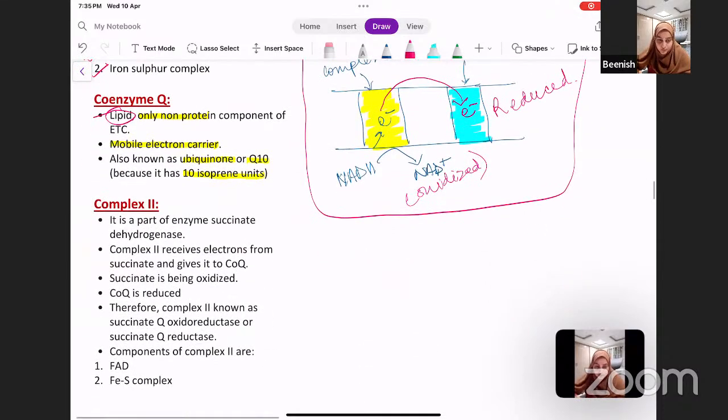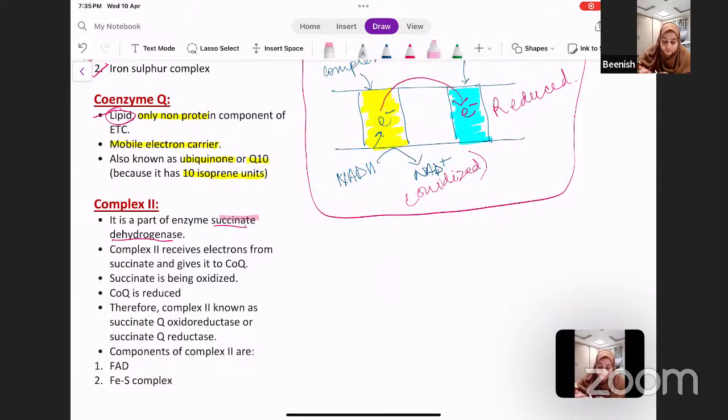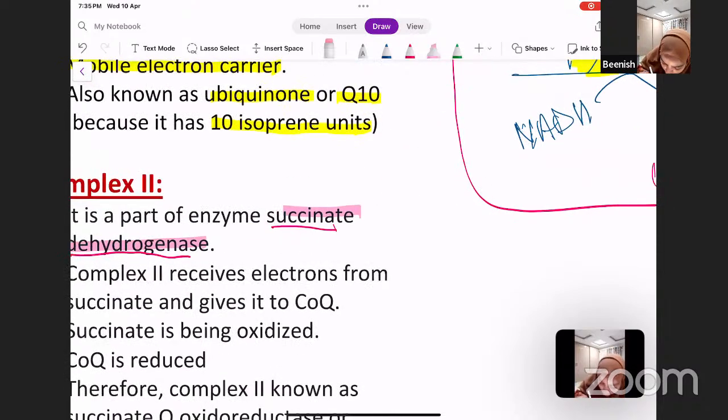Now moving forward to complex 2. It is a part of the enzyme succinate dehydrogenase. We've also studied this in the TCA cycle. Succinate dehydrogenase was the only enzyme of the TCA cycle which was not present in the mitochondrial matrix. It was present in the inner mitochondrial membrane as it was part of complex 2 of the electron transport chain, remember? And what was the role of succinate dehydrogenase? It was involved in the conversion of succinate to fumarate.